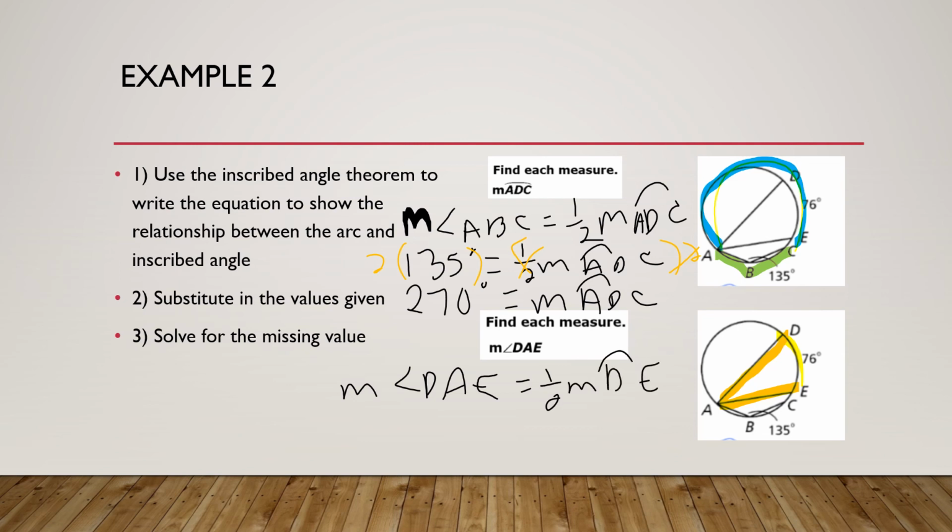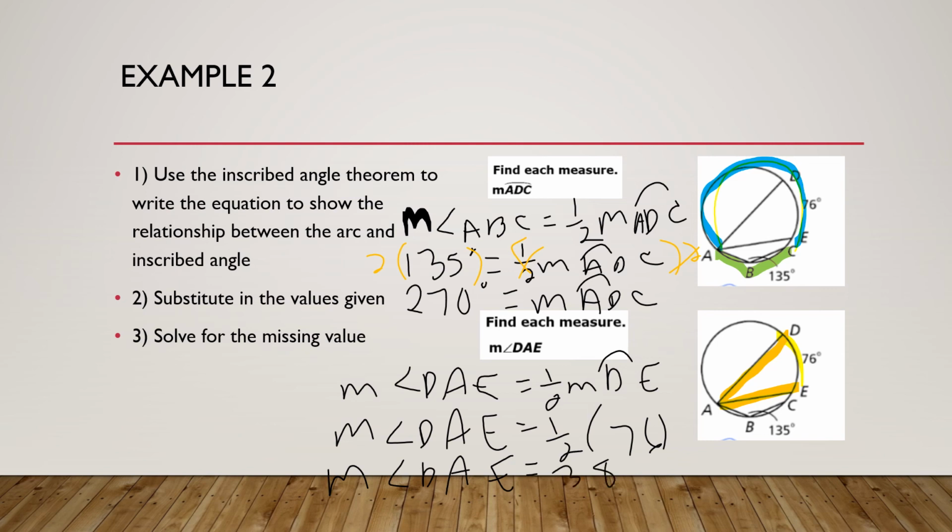Going to substitute in our values. We don't know the measure of angle DAE, and it is equal to 1/2 the measure of the arc DE, which is 76. Do the math. The measure of DAE, to simplify, 1/2 of 76 degrees is 38 degrees.